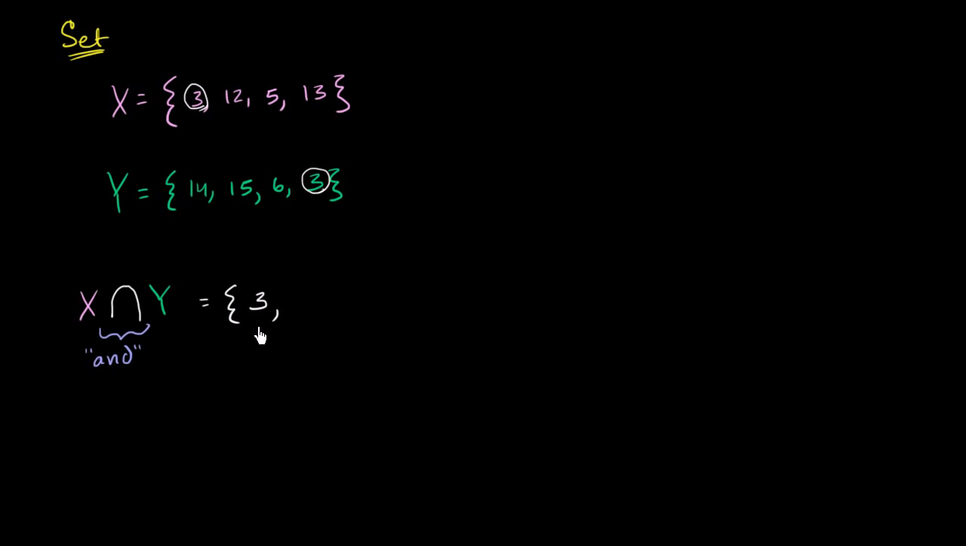And so over here, the intersection of X and Y is the set that only has one object in it. It only has the number 3. So we are done. The intersection of X and Y is 3.